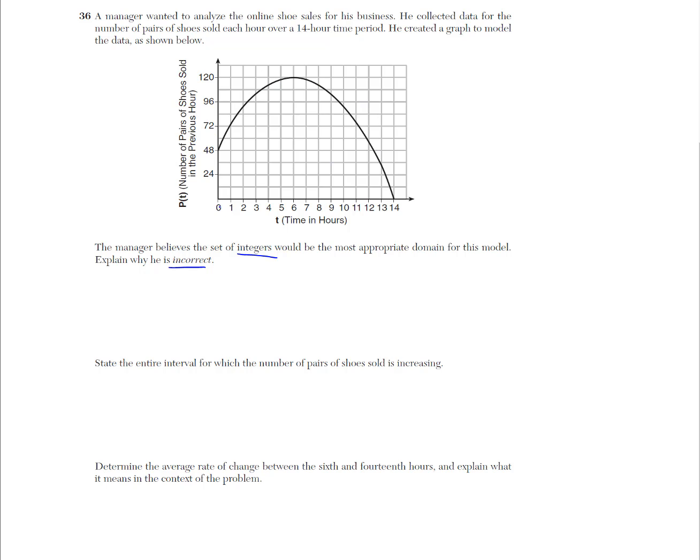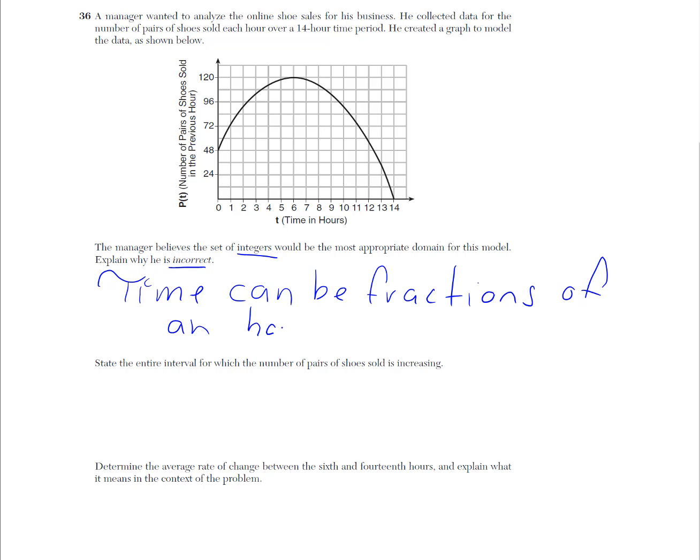And looking at the graph, we can see that the time is not jumping from 1 hour to the next, because time can be fractions of an hour. Okay, you could have said time can be in decimals. You could have also said that negative integers would not make sense in the context of this problem.